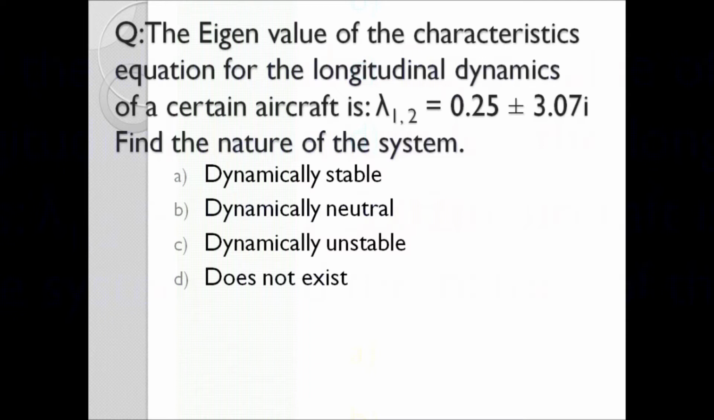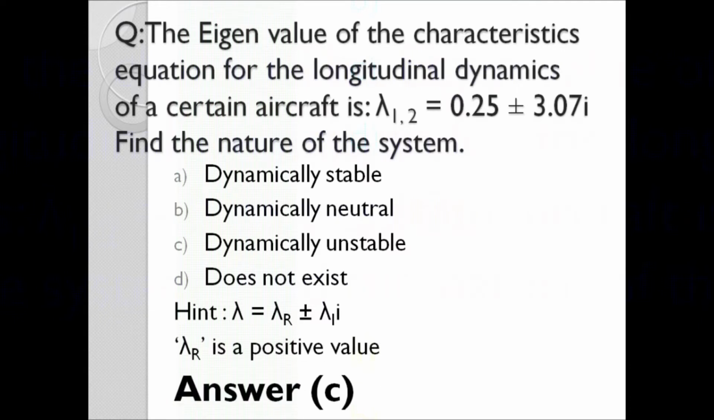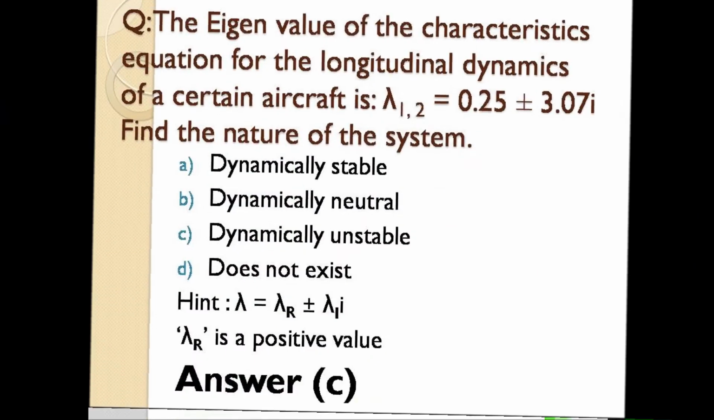So see first here the hint. Remember this characteristic equation, that is lambda r plus and minus lambda imaginary i. Lambda value, that is lambda r, is a positive value. That means the system is unstable. So answer C, dynamically unstable.